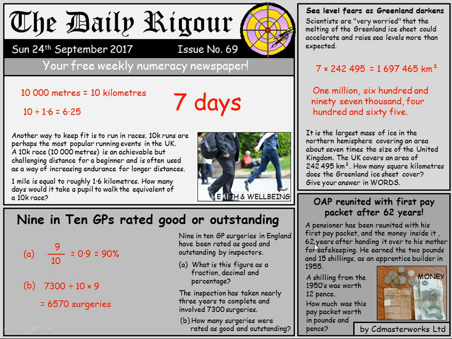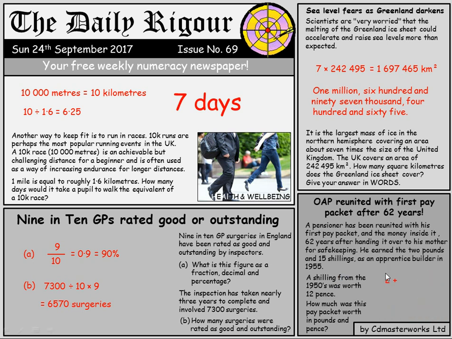Okay, our last story, and this is quite a nice wee story. A pensioner, 62 years after he earned his first pay packet, handed it over to his mother for safekeeping. He got it back, and in this pay packet it was £2 and 15 shillings. 15 shillings are old money, and a shilling from the 1950s was worth 12 pence. So how much was his pay packet worth in pounds and pence?